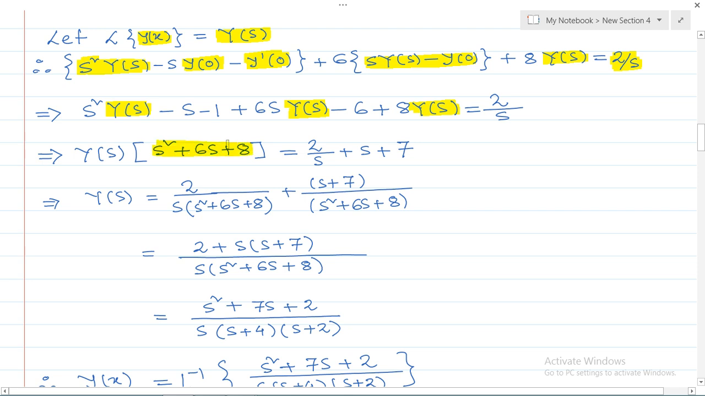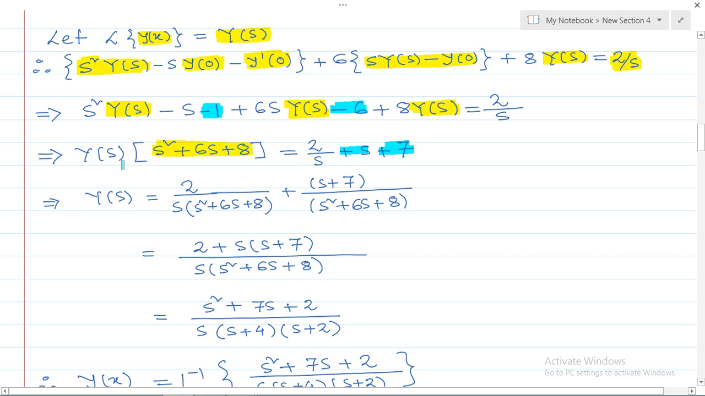Now except this Ys term, some more terms are there on the left hand side. So we have to take all these terms to the right hand side. So here minus 1 and minus 6 will become minus 7. So it will go to the right hand side, so it will become plus 7, and this minus s also will go to the right hand side, so it will become plus s plus 7.